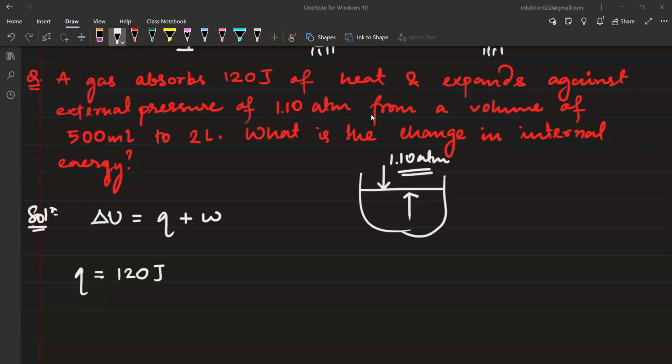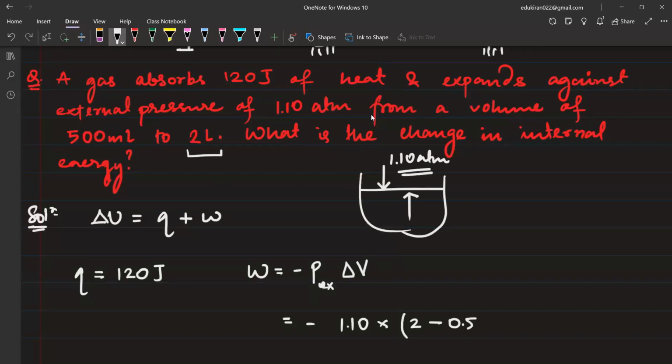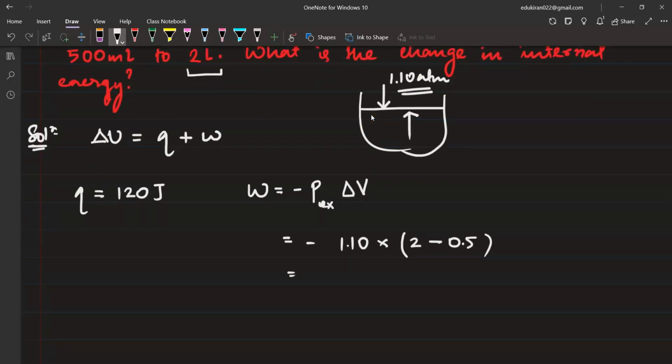Work will be obviously negative, and what will be the work? Work will be equal to, as we have seen, minus P external into change in volume. Now, what is P external? P external is equal to, I will take the minus here, 1.10 multiplied by the change in volume. What was the final volume? 2 liters. So that means 2 minus, how much here? 0.5, half liter, right? Now, this will be equal to minus 1.10 multiplied by 2 minus 0.5, which will be equal to how much? 1.5. Yeah, 1.5. Now, this is the work done.